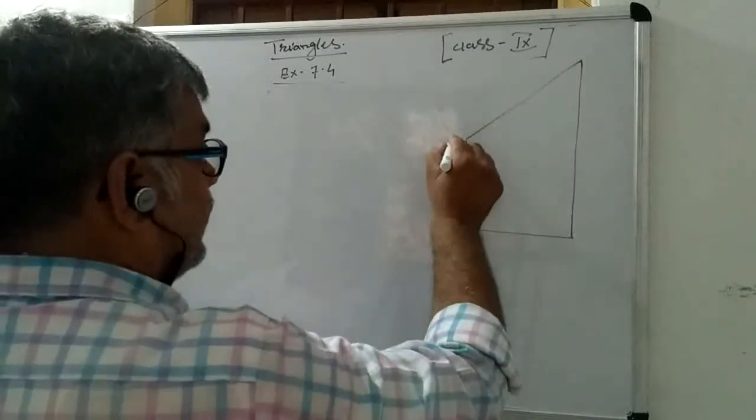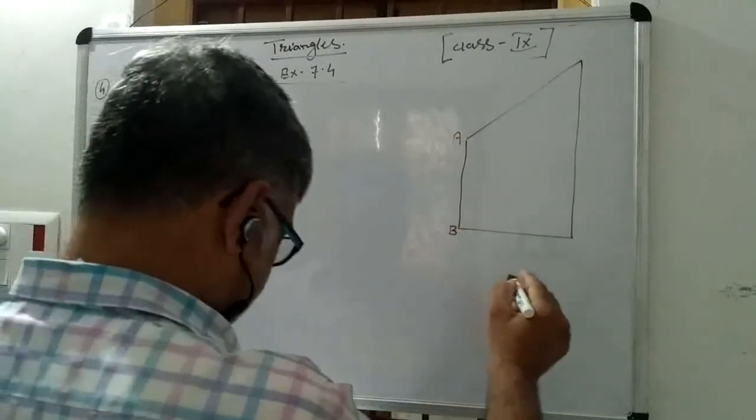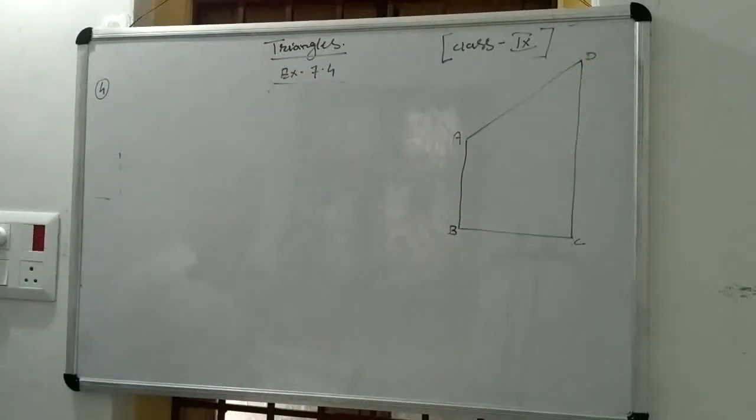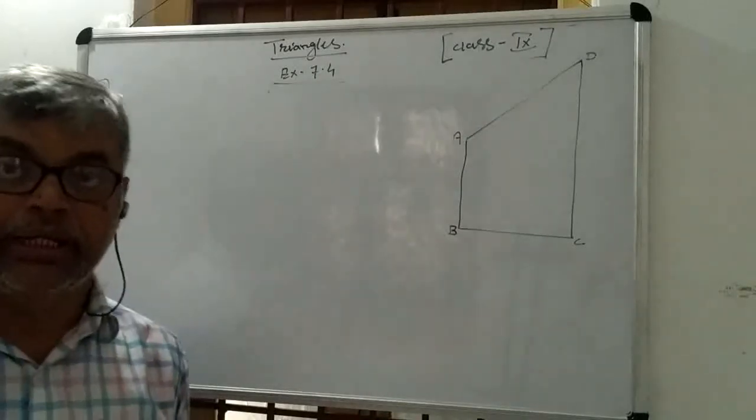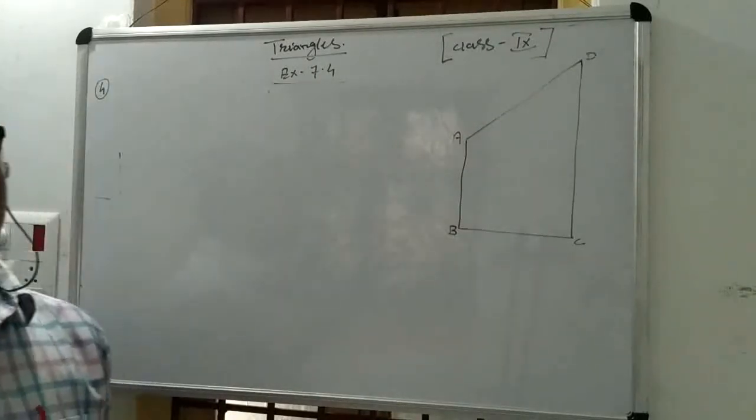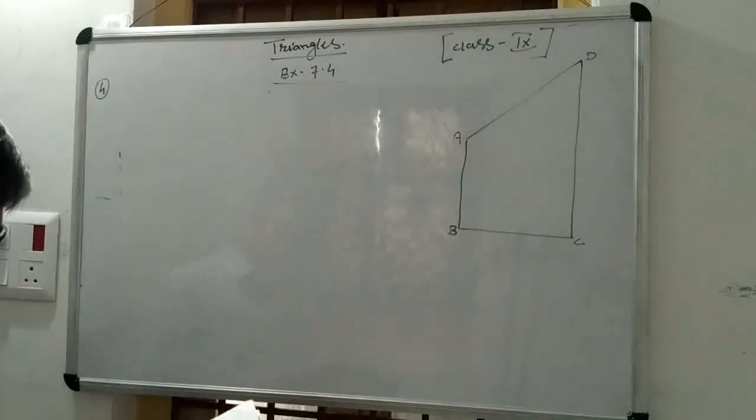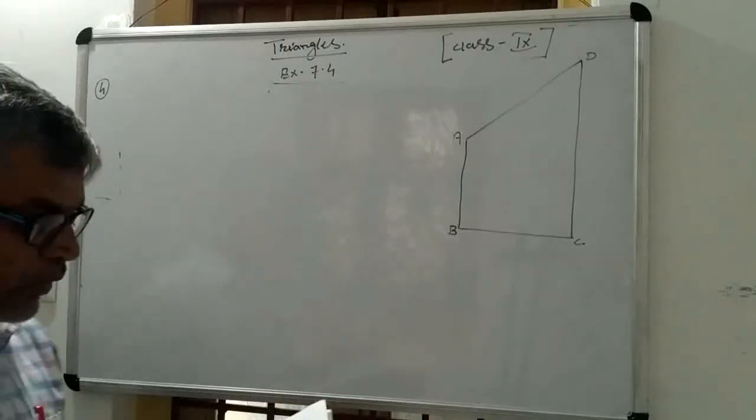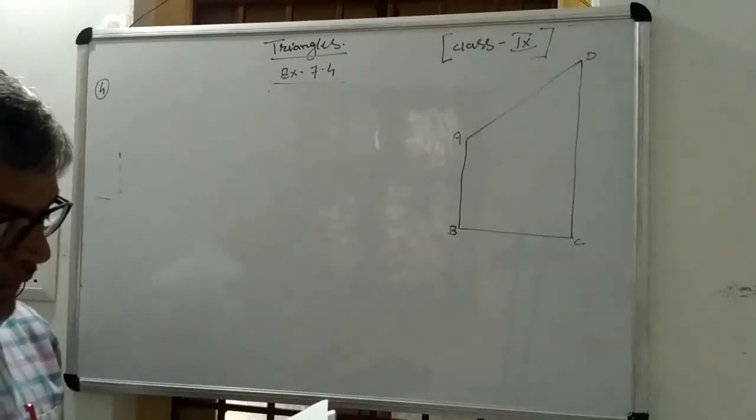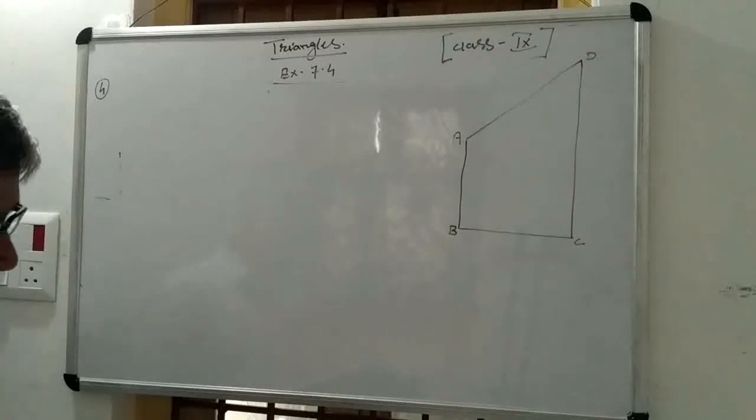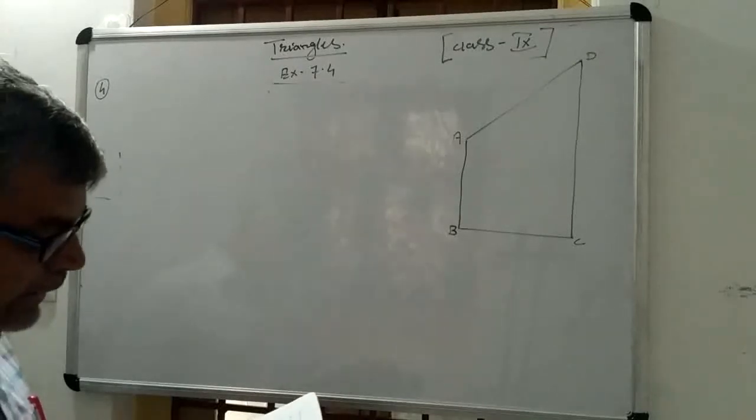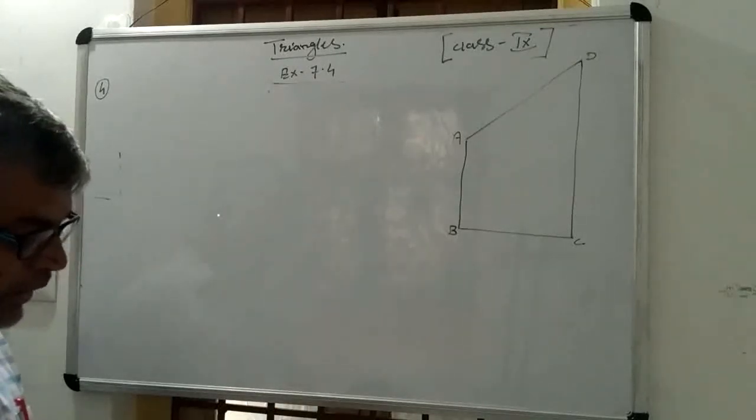This is A, B, and this is C, D. Now first we will read the question and try to identify what is given and what is to prove. AB and CD are respectively the smallest and longest sides of a quadrilateral ABCD. Say figure, so that AB and CD are respectively the smallest and longest sides.